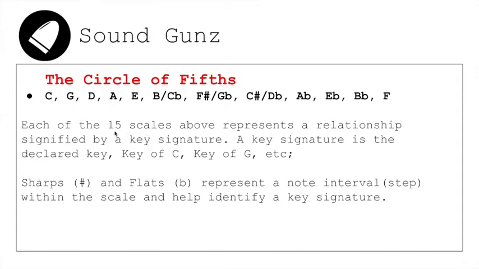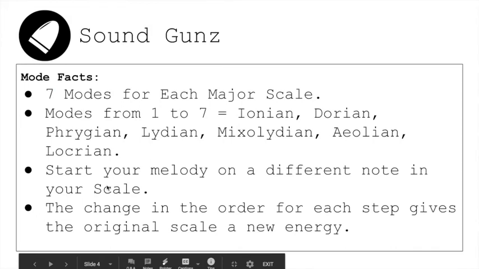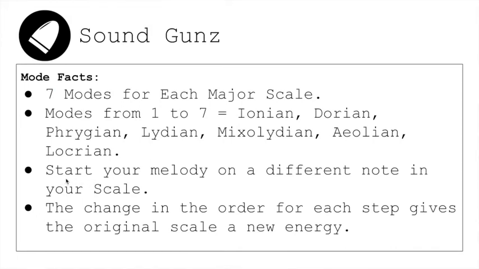Now, if a mode is an extension of that, how do you unlock that flavor? You unlock this flavor by simply starting your melody on a different note than the first note in the major scale that you select. So, for example, in the key of C major, you would access another mode by starting your melody on the note of D or the note of E. So in total, you have 7 modes that you can access whenever you decide to change the root note that you start your melody on.